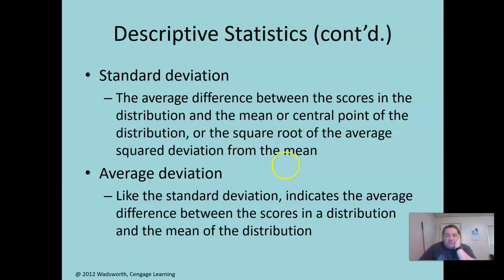The standard deviation is the average difference between the scores in the distribution and the mean or central point of the distribution, or the square root of the average squared deviation from the mean. Sounds like a bunch of jargon. We're going to explain it here in a second. The average deviation, like the standard deviation, indicates the average difference between the scores in a distribution and the mean of the distribution.